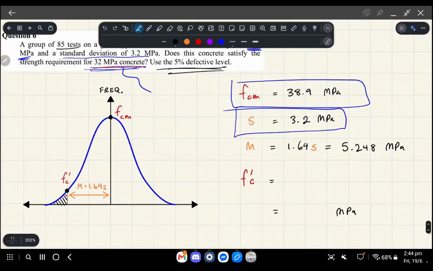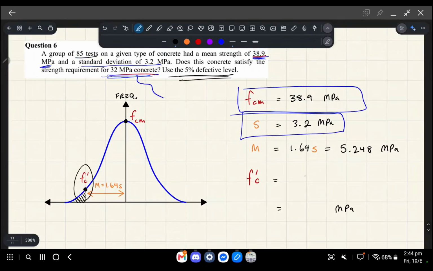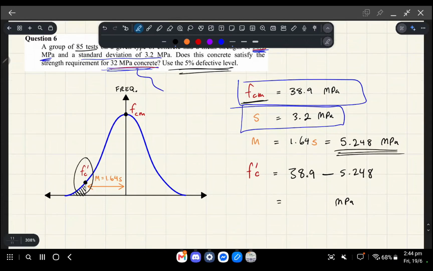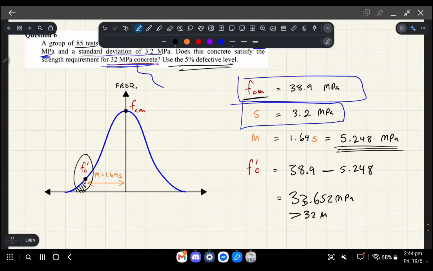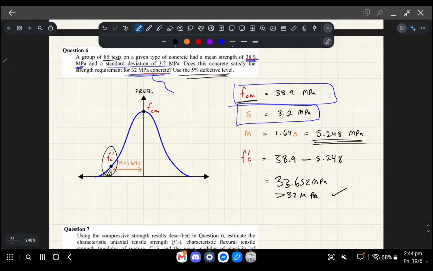So essentially, FC down here is equal to FCM, which is your mean strength, subtract your margin. So your margin is 1.64 times the standard deviation, right? And so when you subtract one from the other, you get 33.652 MPa. So since this is greater than 32 MPa, we say that it satisfies the requirements.